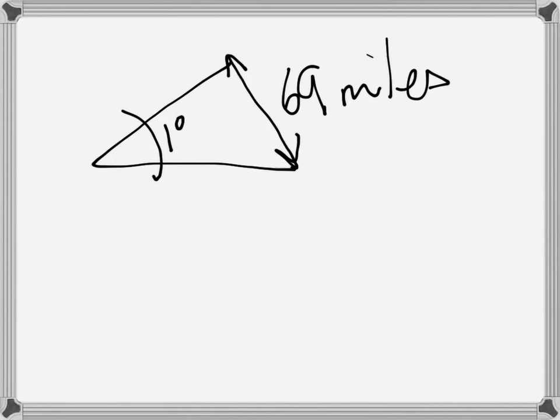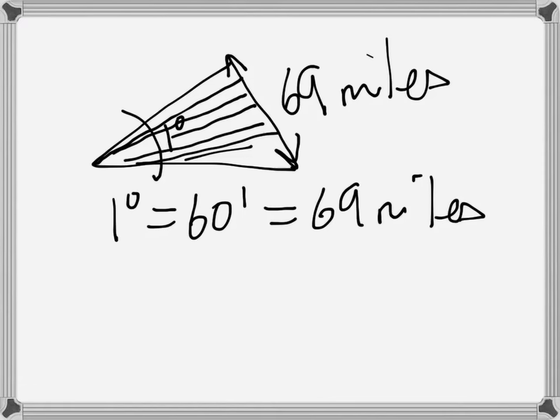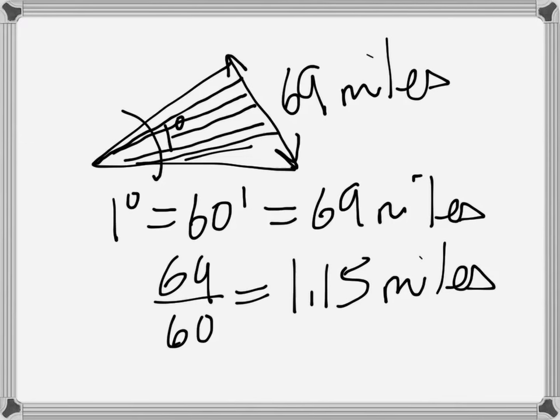Now, let's say I want to break this down into a finer part. Well, what I can actually do is take this degree and break it into 60 equal parts. So 1 degree is going to equal 60 arc minutes, a little tick mark. So 1 degree equals 60 arc minutes, and that equals 69 miles. Well, now I can just do a little bit of math. I can divide 69 miles by 60. That equals about 1.15 statutory miles. So, we know that one arc minute equals about 1.15 statutory miles.